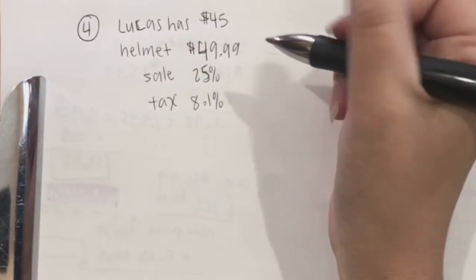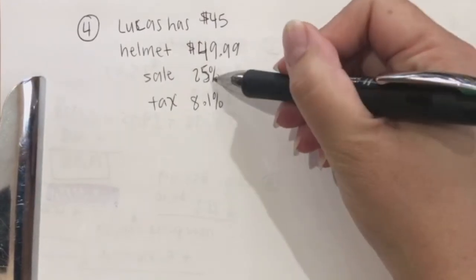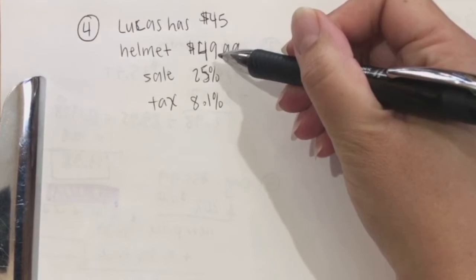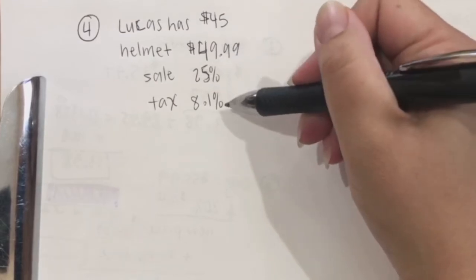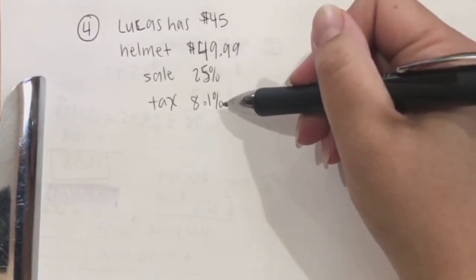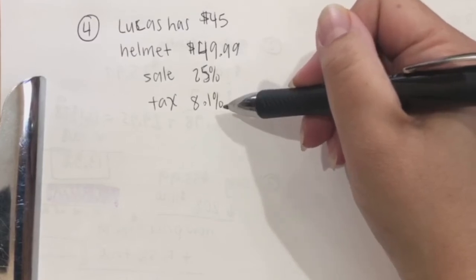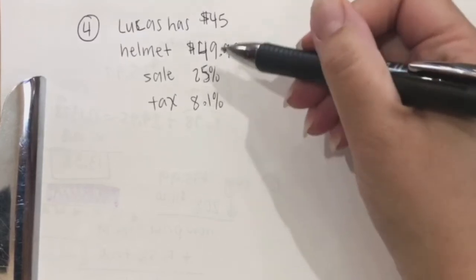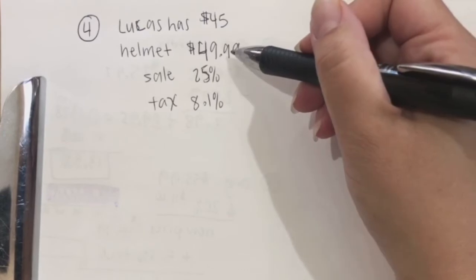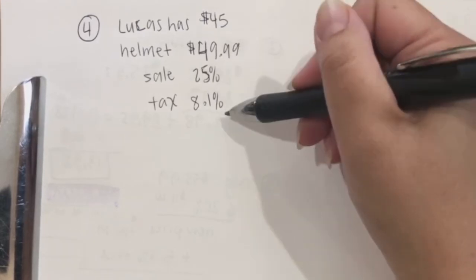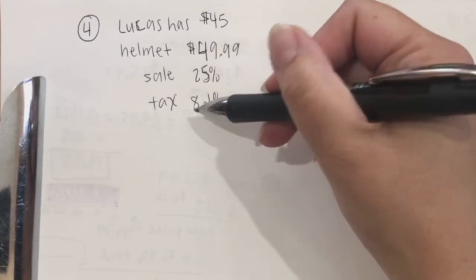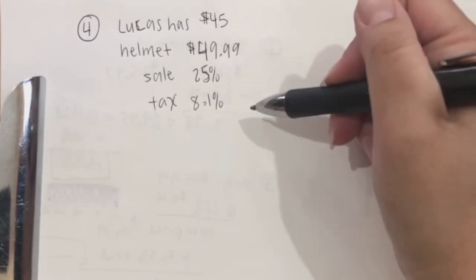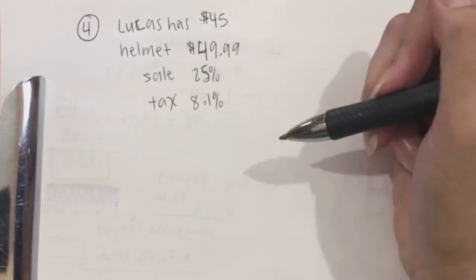And luckily, most places tax is calculated on the sale price, not the original price, although that is something you will need to be aware of. Sometimes stores still calculate the tax on the original price. So you just have to be aware of the situation. We're going to calculate tax on whatever the sale price is after we take 25% off.